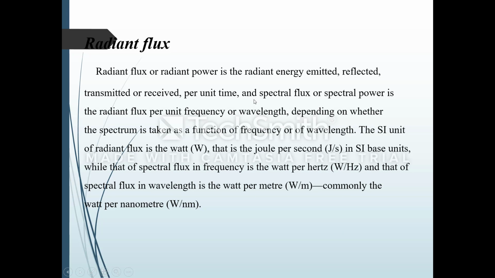Next we are going to discuss radiant flux, which is the radiant energy emitted, reflected, transmitted, or received per unit time, based upon frequency or wavelength, or whether the spectrum is a function of frequency or wavelength. The SI unit is considered to be what? It may be joules per second, or watts per hertz, or watts per meter, which we are going to see in the coming slides.